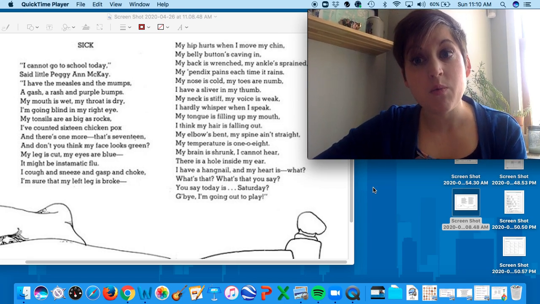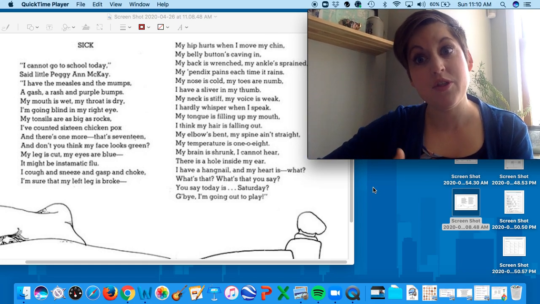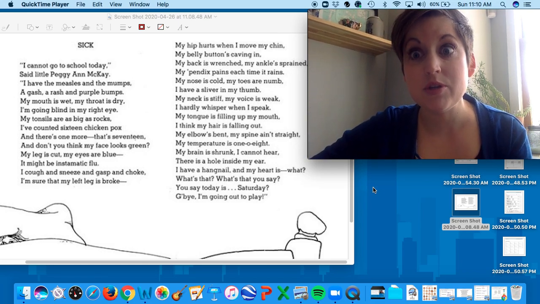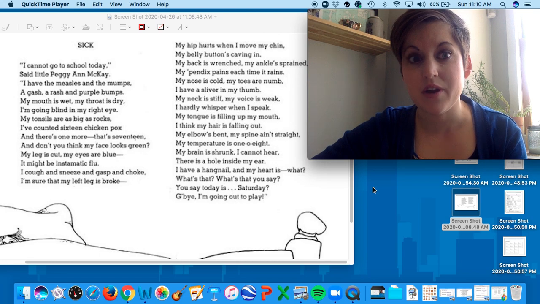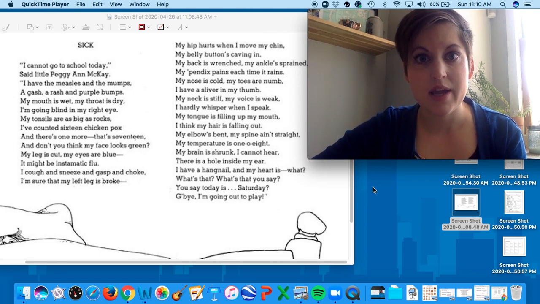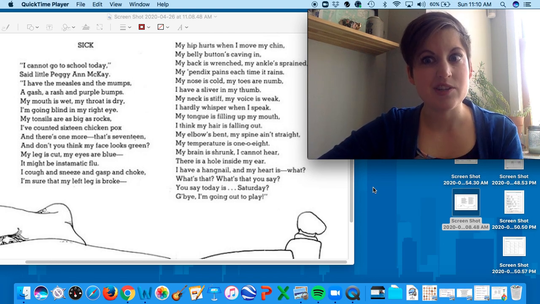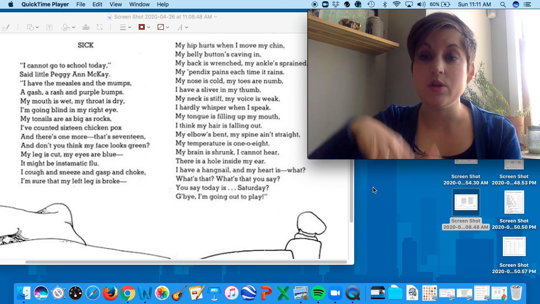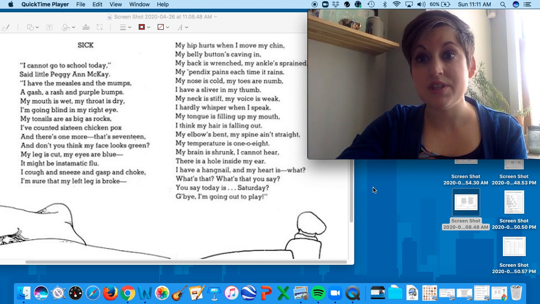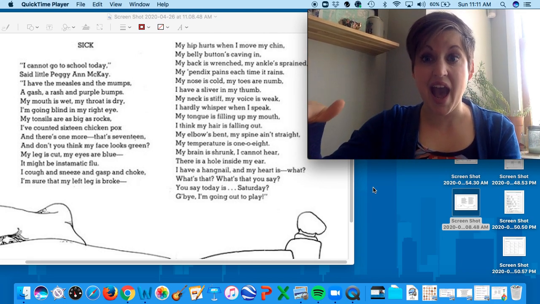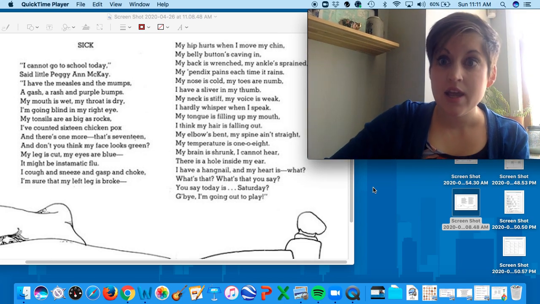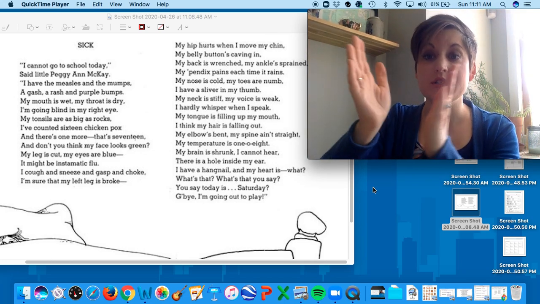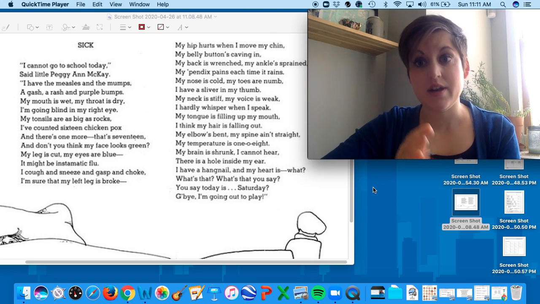Today, what we are going to do is identify rhythm and rhyme within a poem. We're going to do that by reading a shared poem together in order to understand why a poet may do this within their poem. Before we read the poem on our screen, let's review what a rhyme is. Remember, a rhyme is when two words end with the same sound, like cat and bat. And rhythm is where there is a steady beat within our poem.